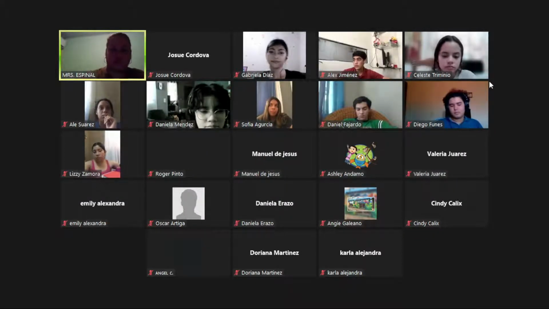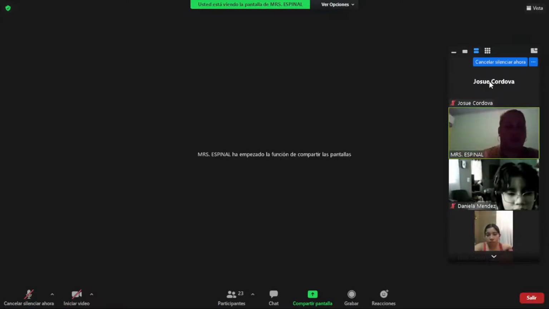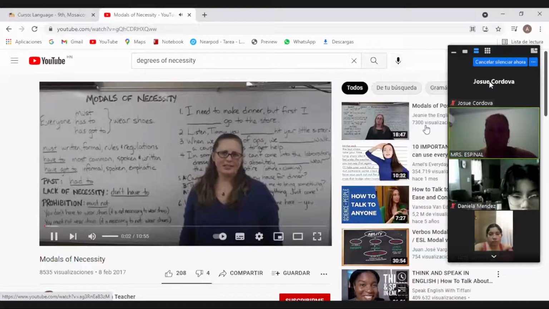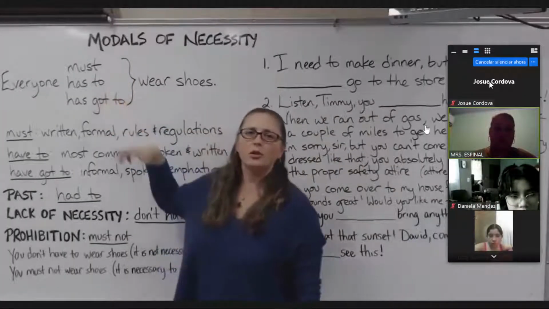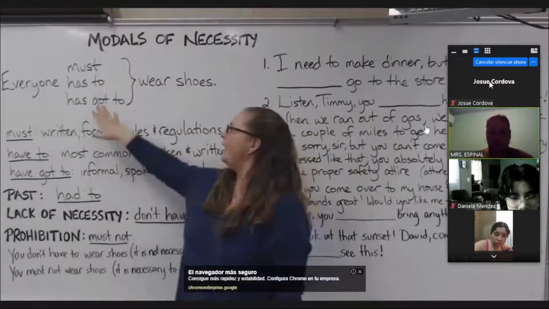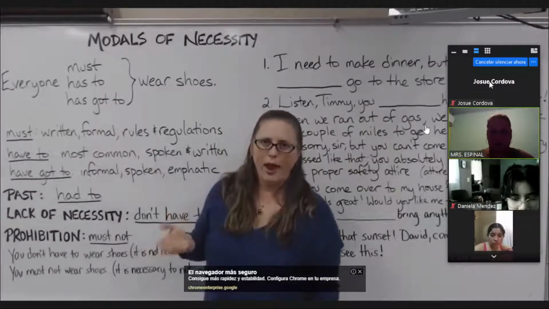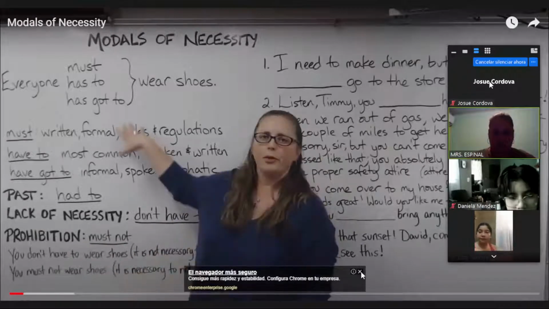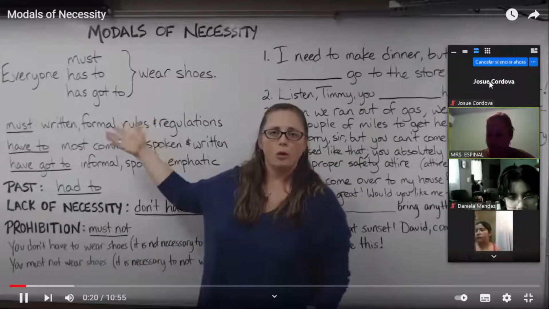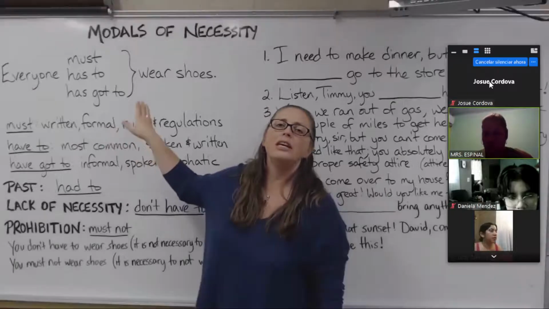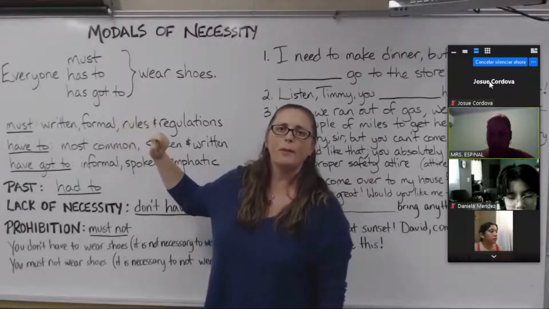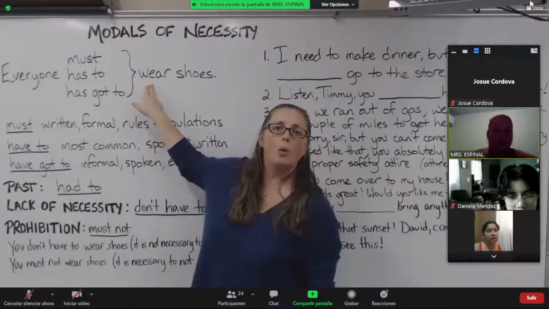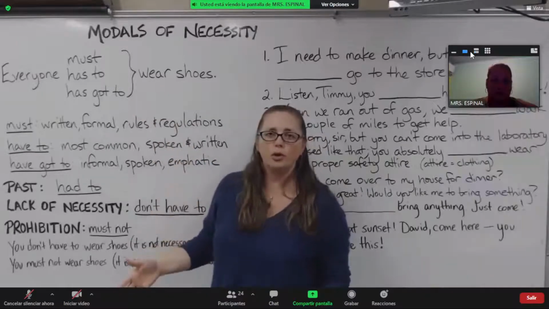So we're going to focus on today: must, has to, which is also have to, and has got to, also have got to. These three work as modals do, in that you need to have the base form of a verb after the modal. So the base form, wear or go, do.